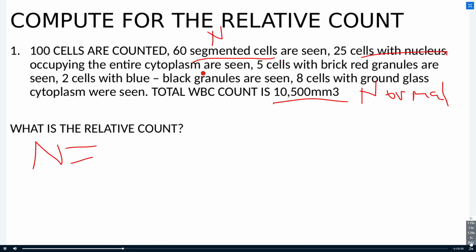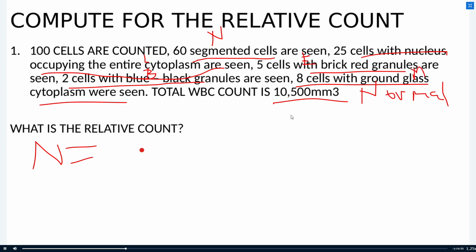Cells with nucleus occupying the entire cytoplasm. Anong cell yan? Lymphocyte. May brick red granules. Anong cell yan? Eo. Cells with blue to black granules. Ano? Iso. Cells na may ground glass cytoplasm. Ground glass class. What is the cell?